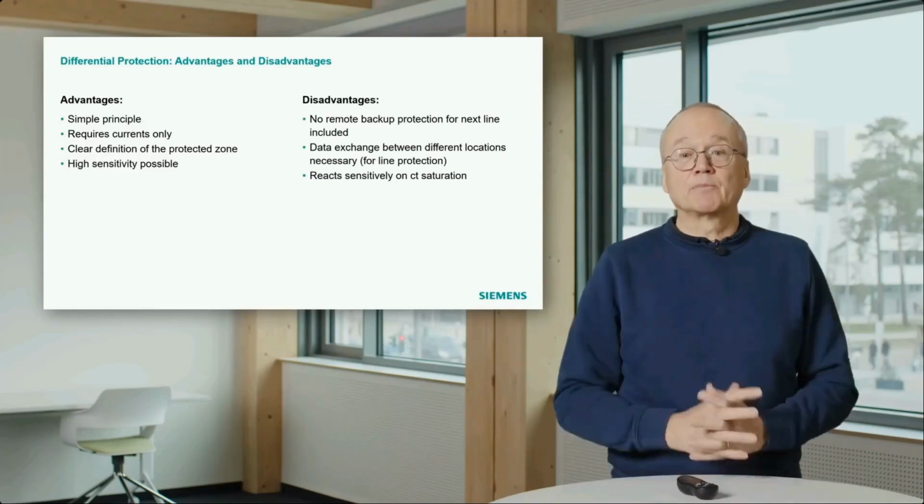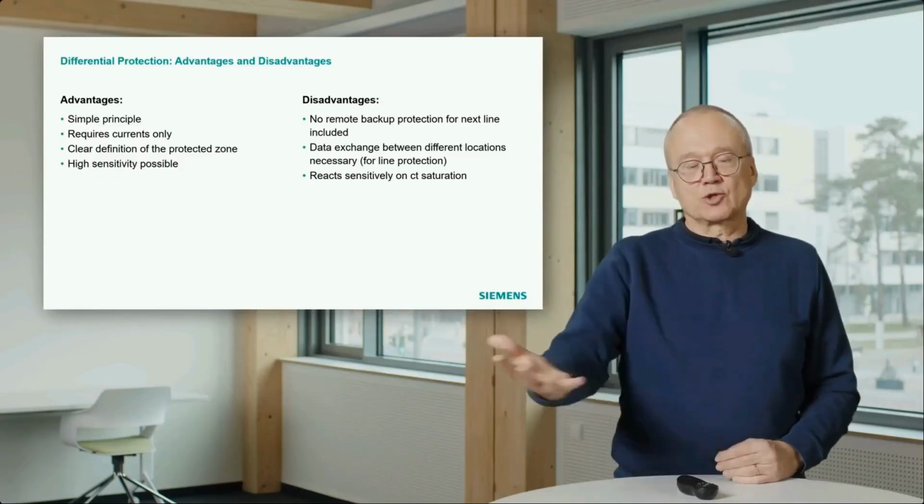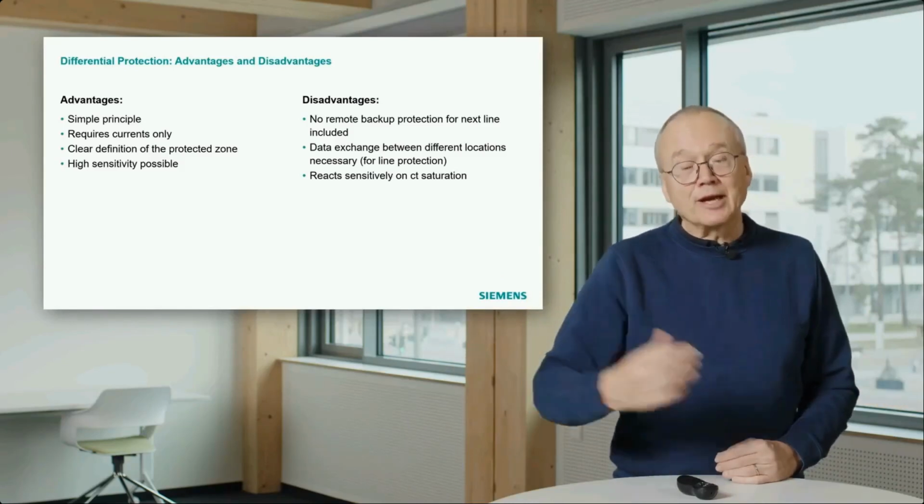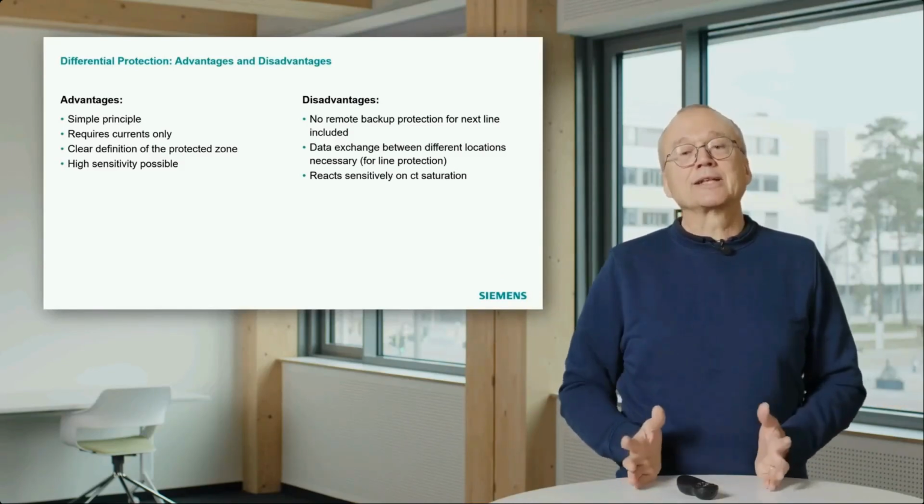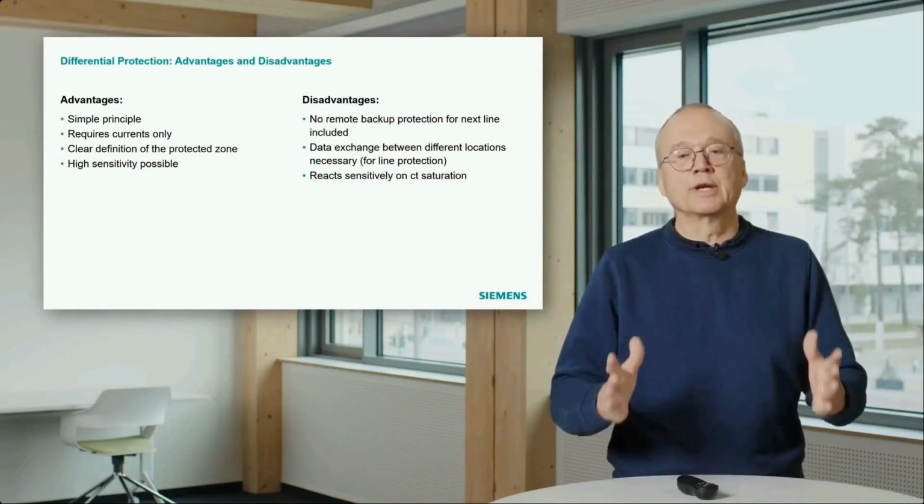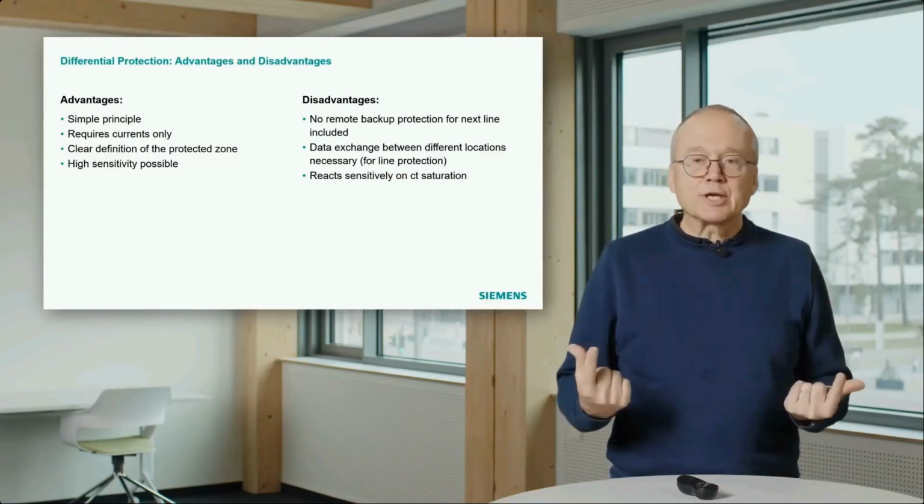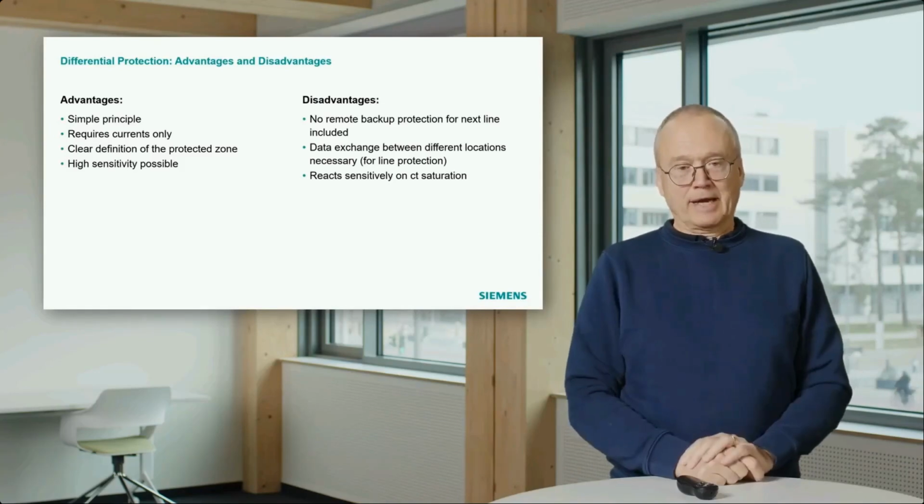But it also has some disadvantages. Remember, in overcurrent protection and distance protection, the protection relay, first of all, looks at its own line, but it also looks a little bit into the next line. And if there is a protection failure on the next line, our protection relay sees also this short circuit on the next line, sees that the relay on the next line does not react on it, and can then serve as a backup. That's not possible with differential protection. Differential protection just looks at its own line or transformer and is not interested in anything else. That means you must think about additional functions to do the backup.